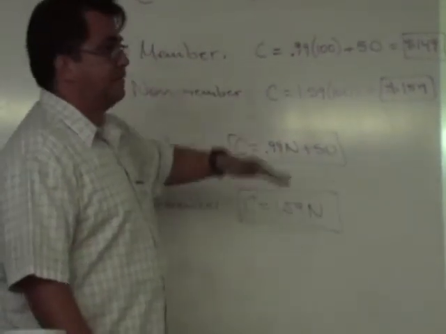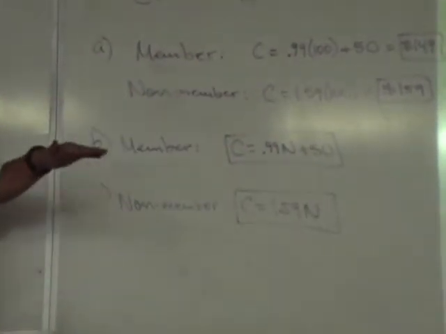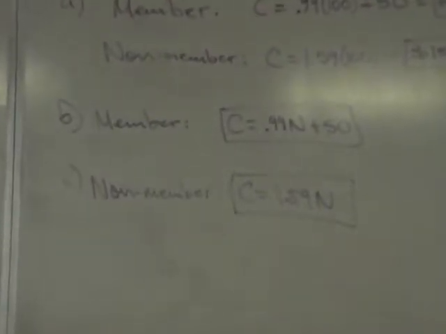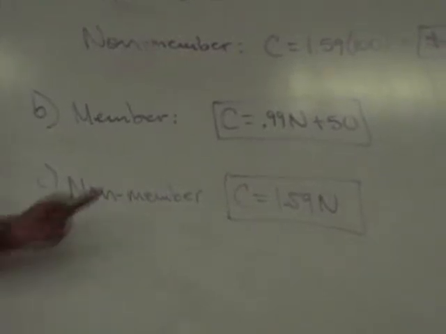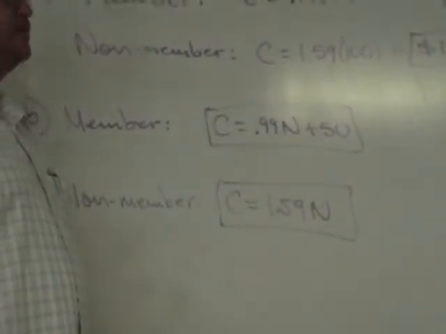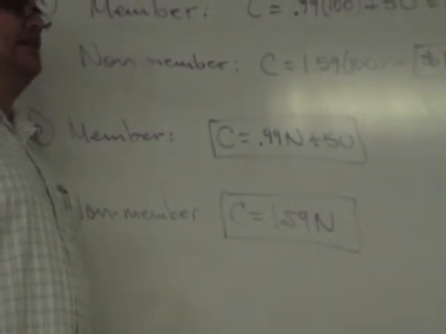But at what point, right? At some point, the cost is the same. How would we figure that out? How do we figure out when the cost for members and non-members is the same for how many liters of beer? How do we do that algebraically? Any ideas?